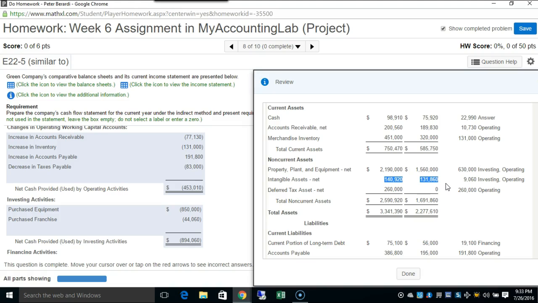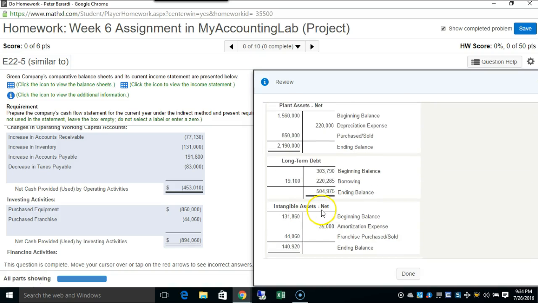So off the surface, it looks like the franchise increased by $9,060. So if we increased our non-current assets with a franchise by $9,060, our cash flow should be reduced by $9,060, but it doesn't work that way. You see a different number here, and this is what you need to do to get the purchase franchise. Set up a T account.